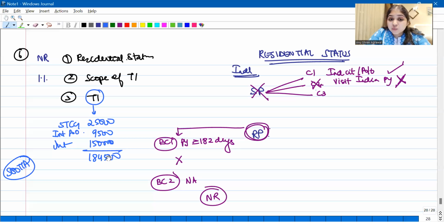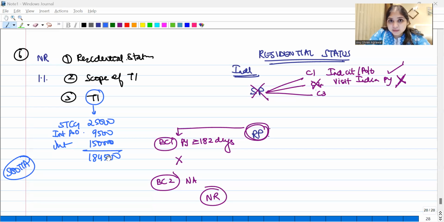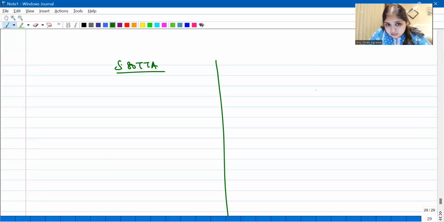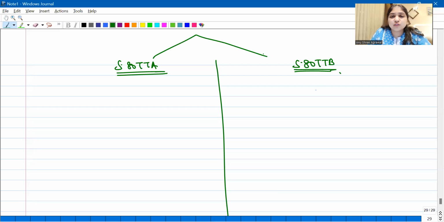Now, 80TTA also was pending. Remember, 80TTA was pending. Before I do the 80TTA discussion for you, can I give you one quick revision of both 80TTA and 80TTB? This is a section which you will definitely find in your examination, okay? And 99% of the students think they know this, but actually they don't.